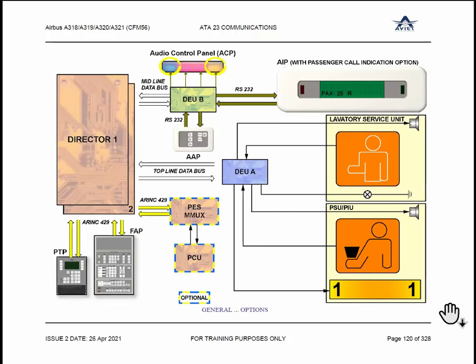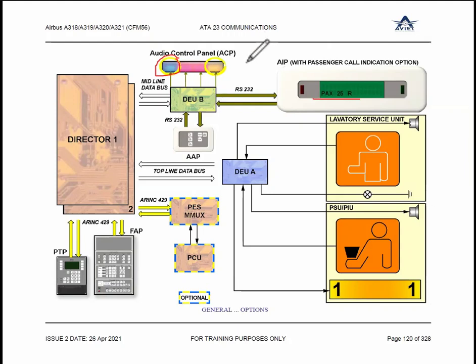Whenever any passenger is calling from the seat, when they make a call by pressing a switch, then the seat number light will be illuminated. The signal will go to the DUA, and DUA will send it to the director. From the director, the processed signal will go to the DUB, and DUB will illuminate the appropriate light and message.